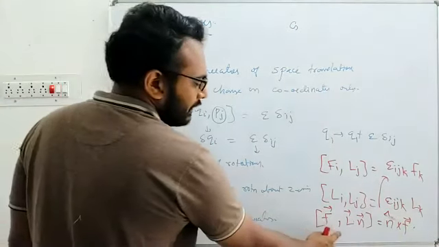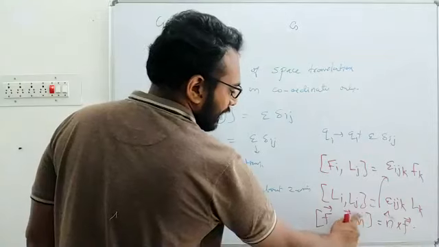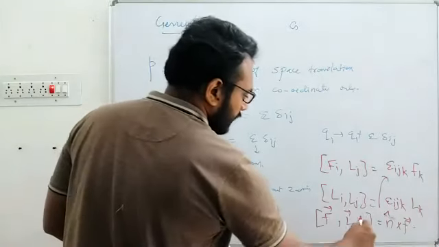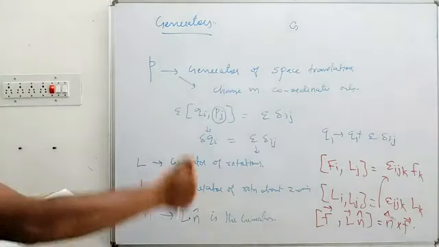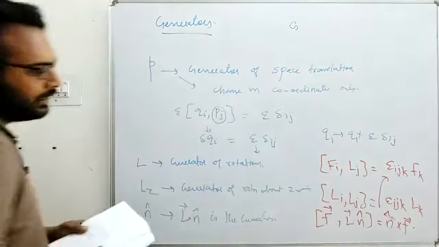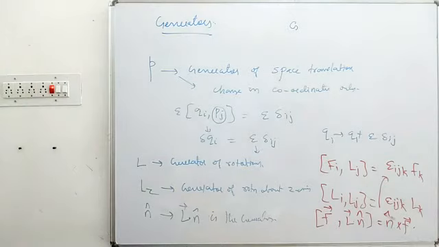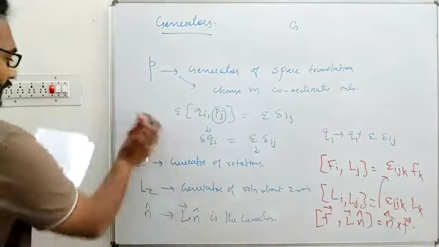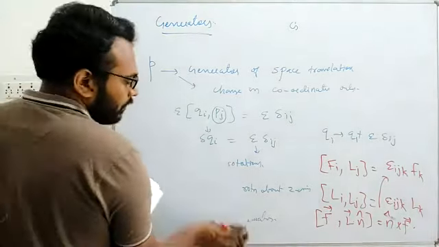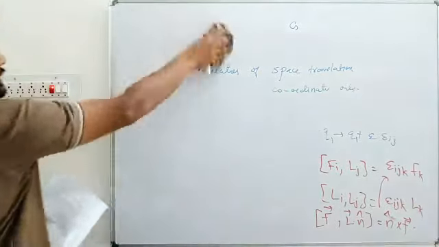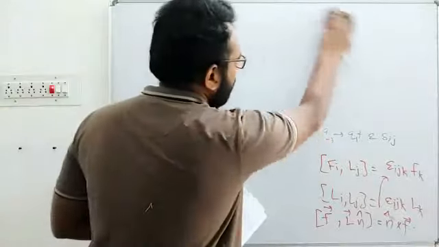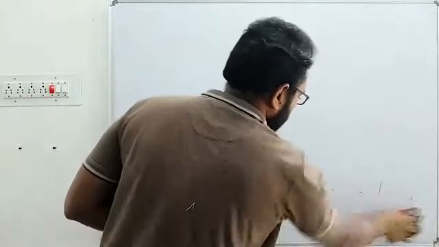Generally, f vector, comma L dot n cap, unit vector, that's equal to n cap cross f vector. Okay. So these are all related to the rotation, to the fact that angular momentum are the generators of rotation. I hope these things are clear.